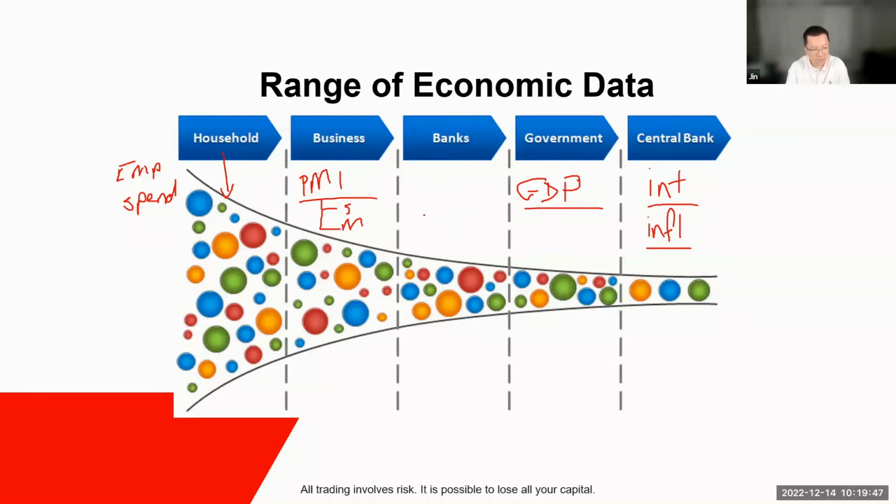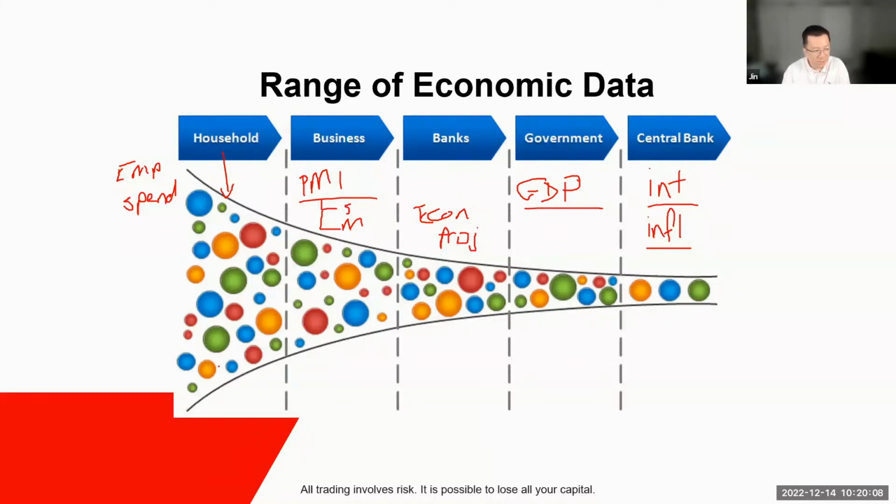Banks, you're looking at the economic projection, right? So again, less info there. Government, even less so, it's just a couple. And then central banks, you have inflation, interest rates, decisions. Okay, so even less again.